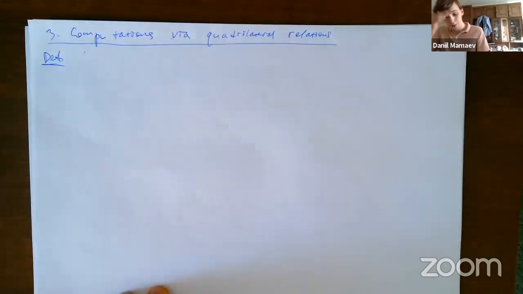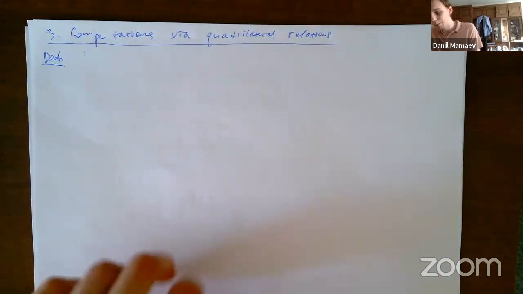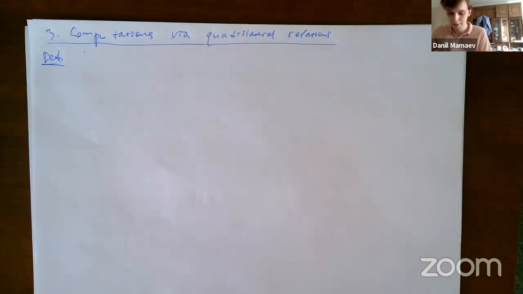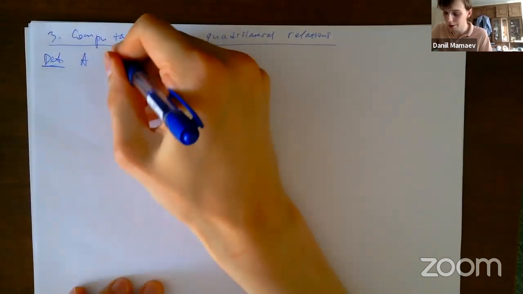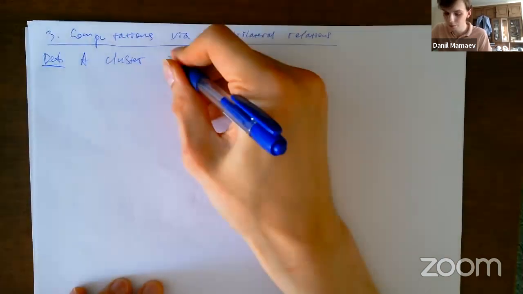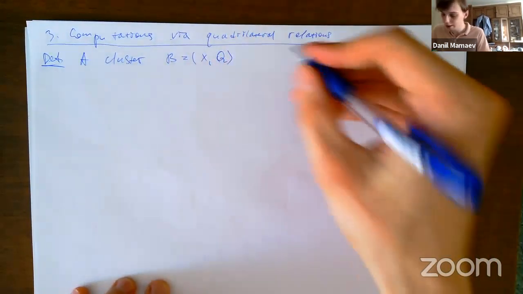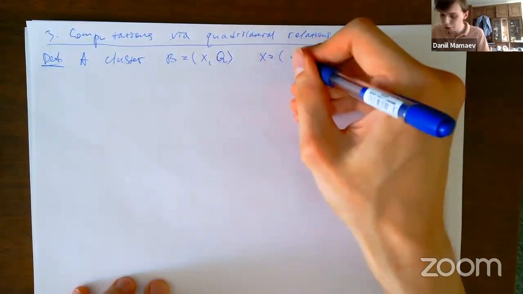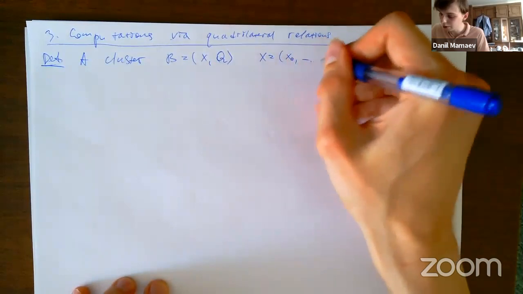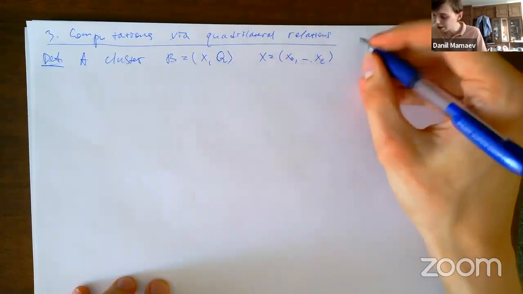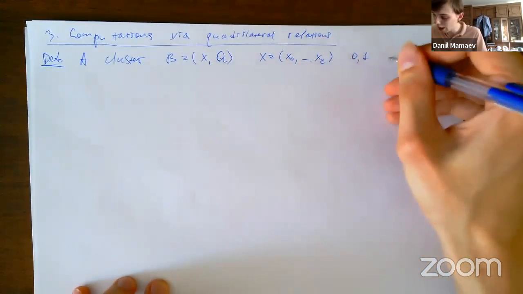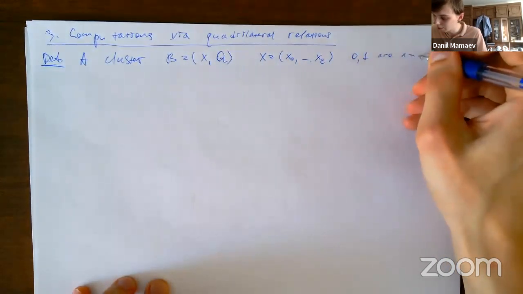Okay, so what do we do next? We just compute via quadrilateral relations. For this, we need a notion of a cluster. A cluster X is just an ordered collection of variables such that 0 and 1 are among them.